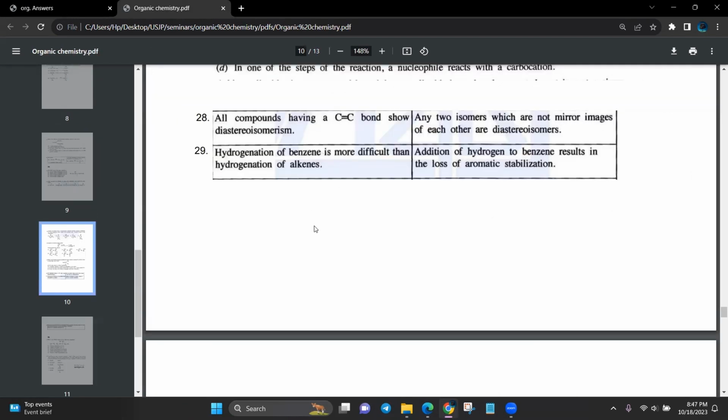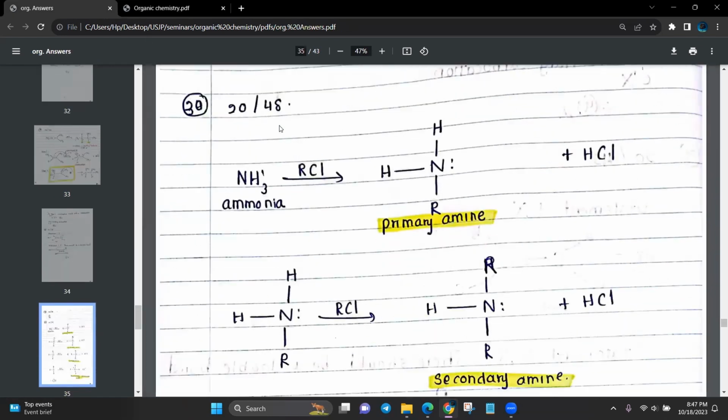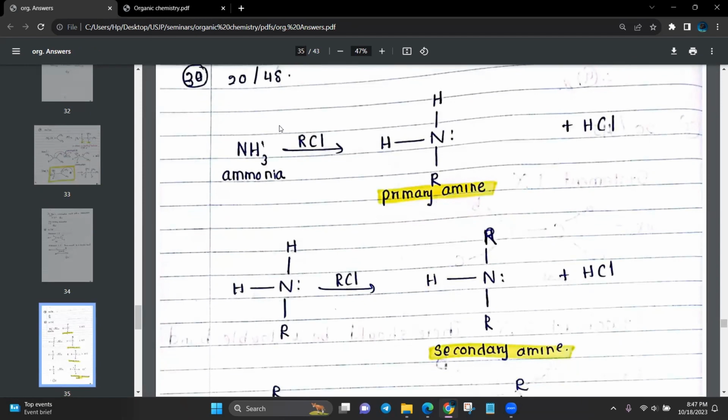Yeah, first answer. Then the 30th question: reaction between ammonia and alkyl halide gives a mixture of primary, secondary, and tertiary amines and a quaternary ammonium salt. Right, now this is important. Ammonia and alkyl halide. This is there in the resource book completely. I just copy pasted this from the resource book. In the resource book it's given as amine reaction with alkyl halide. Now here they are asking ammonia reaction with alkyl halide. So that's what I wrote again.